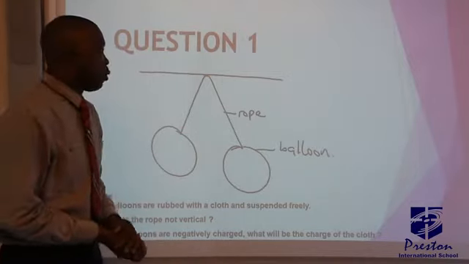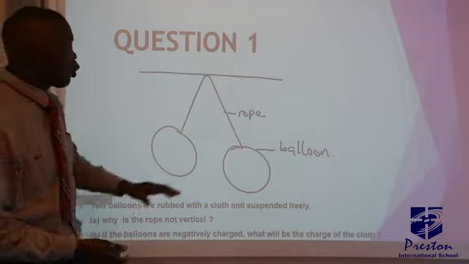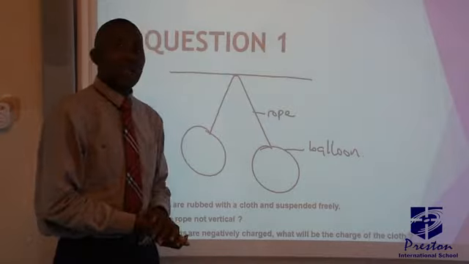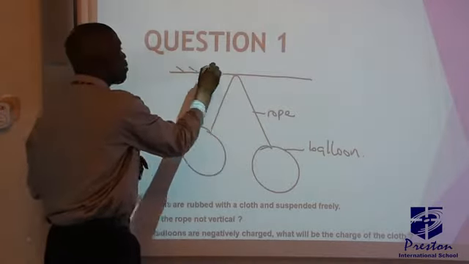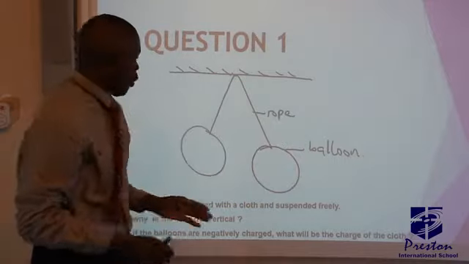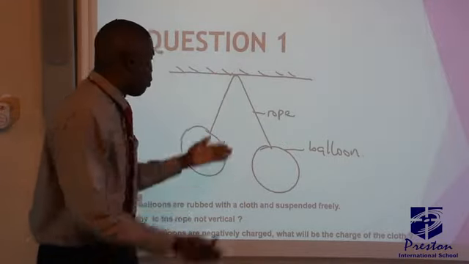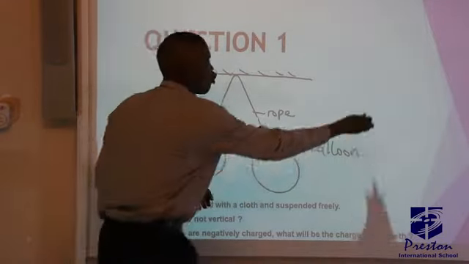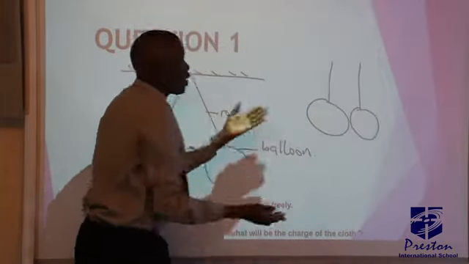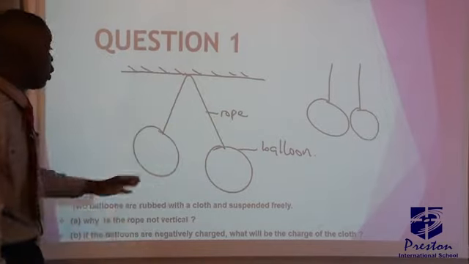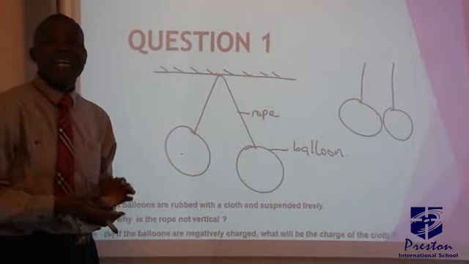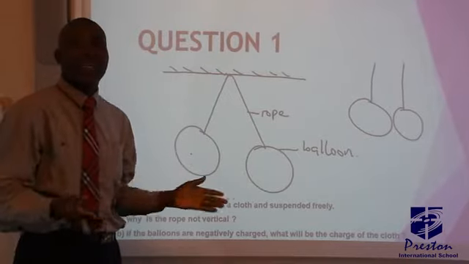Now, we have two balloons like this. Both of them have been charged by contact, and they are both negatively charged. Now, when suspended freely, it is observed that they separate. So the question is, why is the rope not vertical? Why are both of them not standing straight this way, side by side? The answer is because both of them have the same charge. That is why they repel each other. Like charges repel, while unlike charges attract.